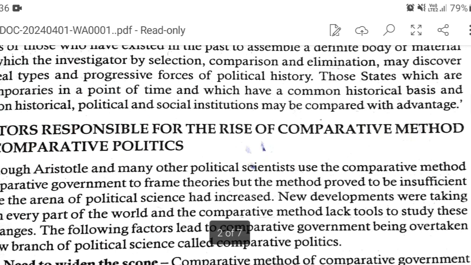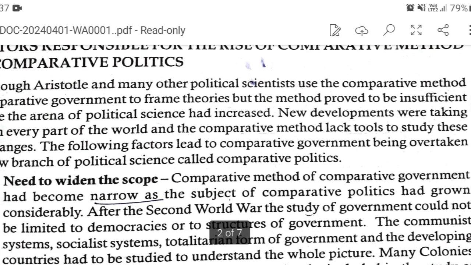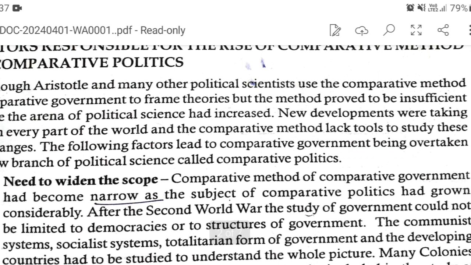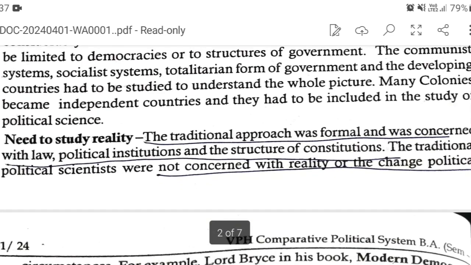Then come the factors which were responsible for the rise of this comparative method. As we know, comparative government is a traditional branch and has a narrower scope, so there was a need to widen the scope. That's why the comparative method was used to study comparative politics. Then, the need to study the realities. The traditional approach was formal and based on the normative aspect, but the comparative method was analytical and focuses on the behavioral aspects and the actualities. So there was a need to study reality on a scientific, empirical, analytical basis.